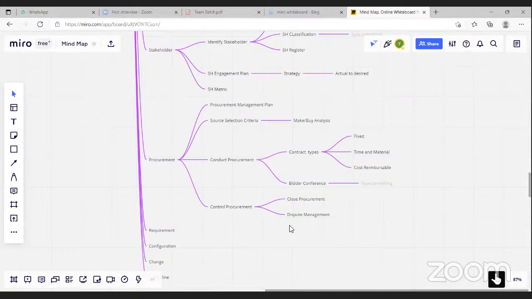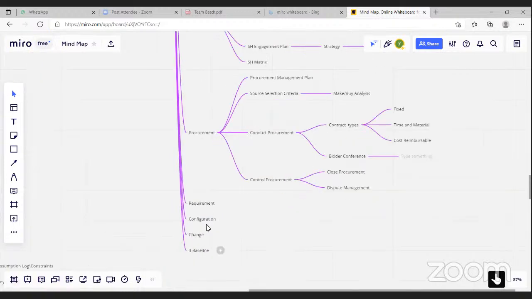We will close the procurement. If there is any dispute, we will manage it by looking at the agreement. It can be resolved through a win-win situation with the project manager first. Later, it can be ADR, alternate dispute resolution. Then it will move to court. That is the last option. So somebody else can take it up from here.